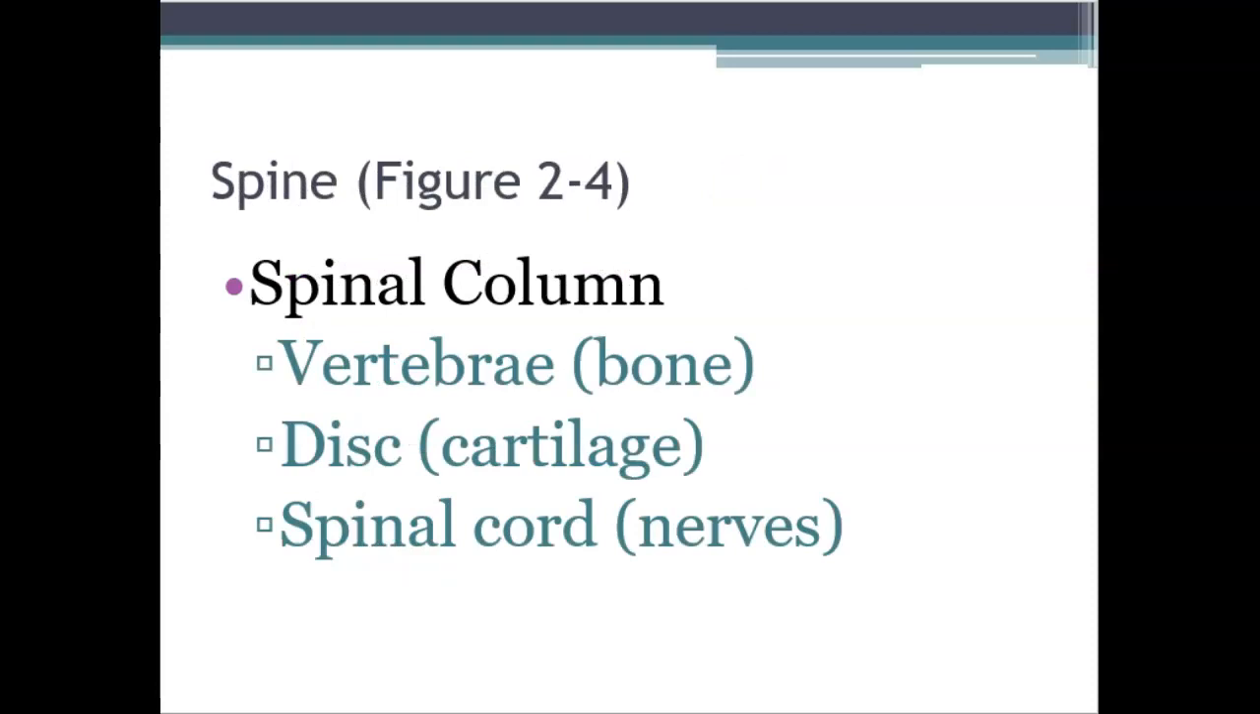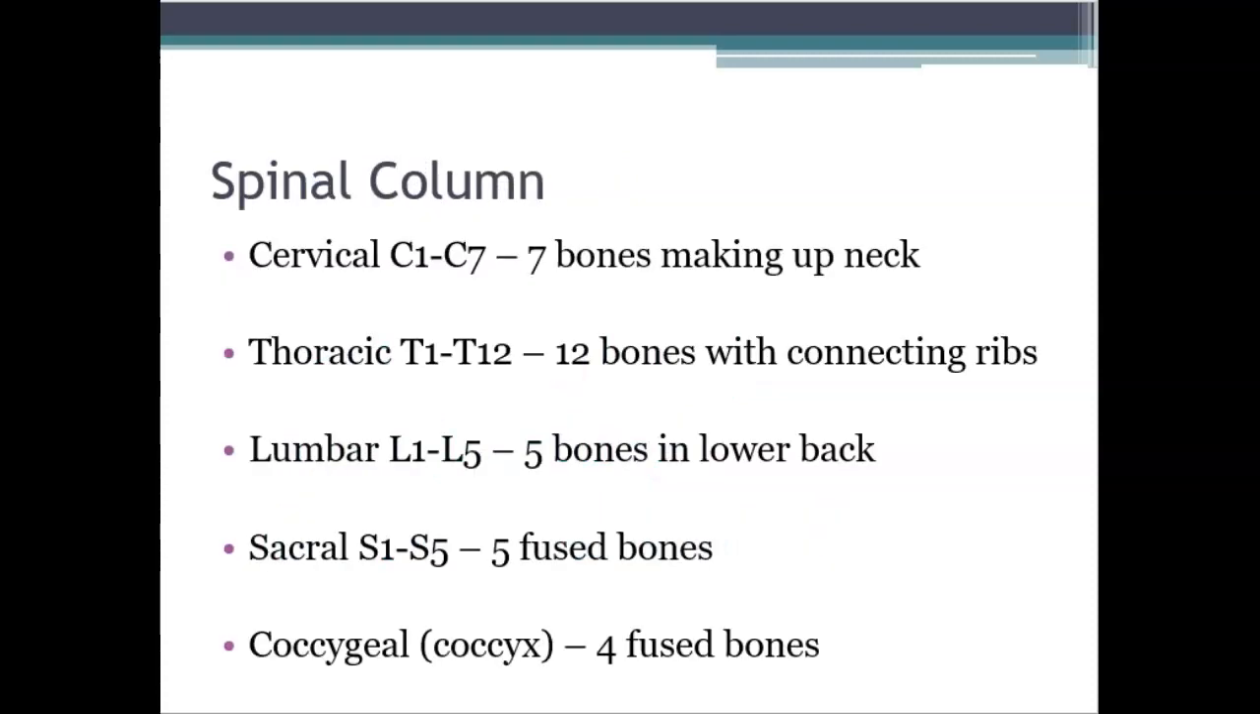Your spinal column is made up of vertebrae, which is considered your bone; disc, which is considered your cartilage between the bone; and the spinal cord itself is made up of nerves. The nerves then are broken down into columns. So as you see here, you will hear people say, I have back issues, I might have a pinched nerve in my lumbar system. This is a great slide that breaks this down for you.